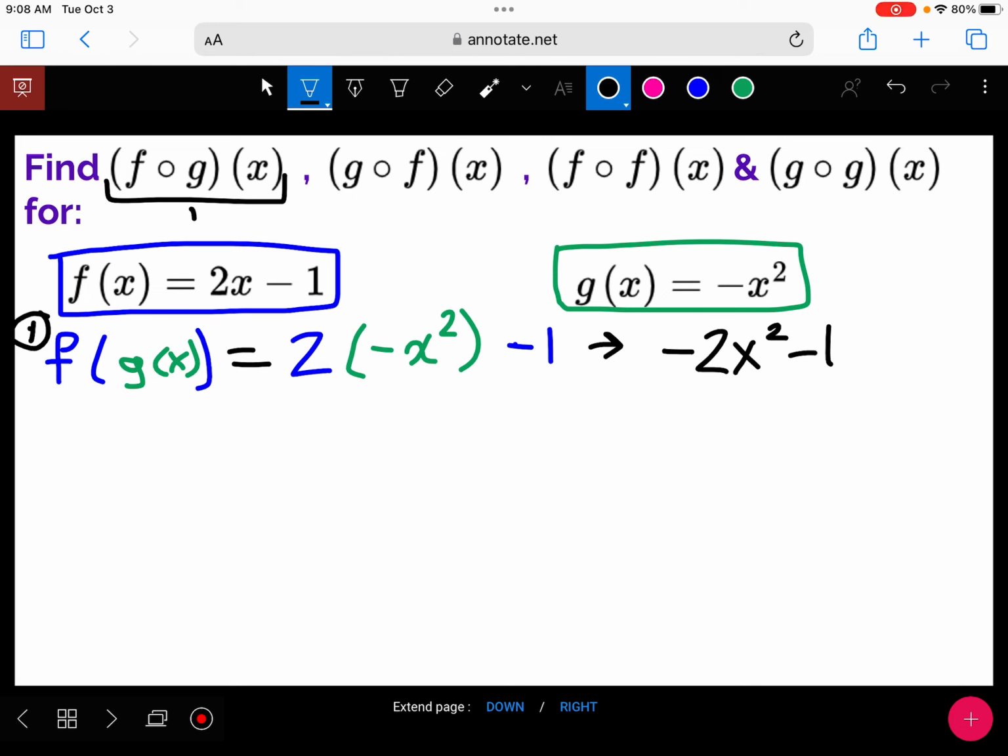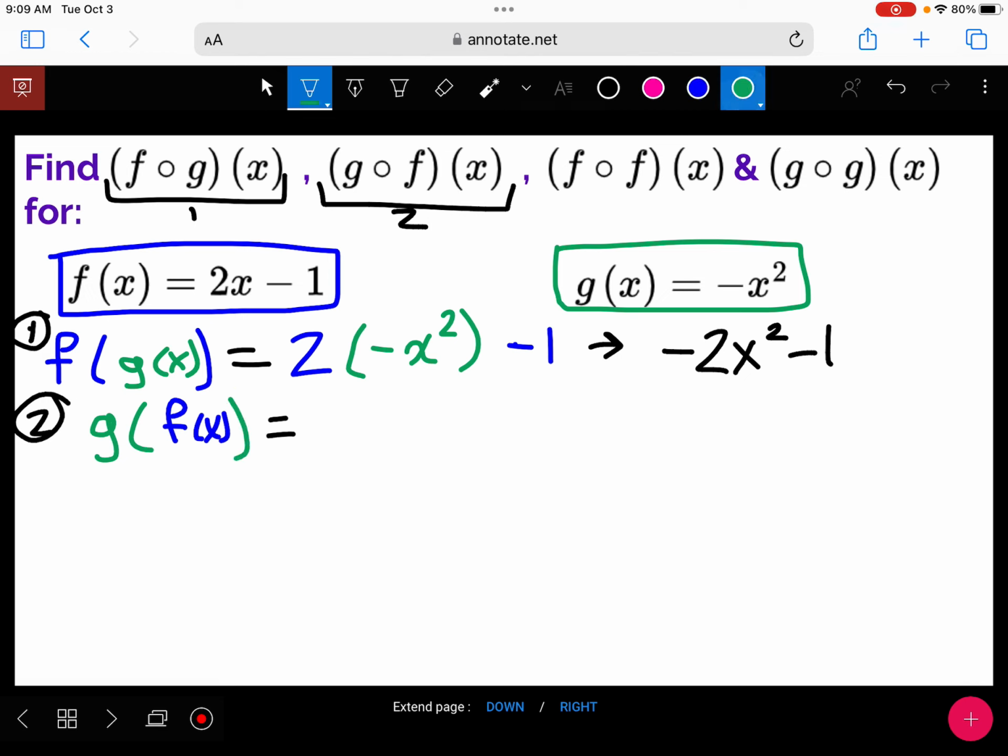So then we're going to go the other direction. Number 2 up here is g of f. So I'm going to do number 2. This time g is going to be on the outside, and we're going to put f of x inside. So my g of x function is the opposite of something squared, but that something is going to be our 2x minus 1.